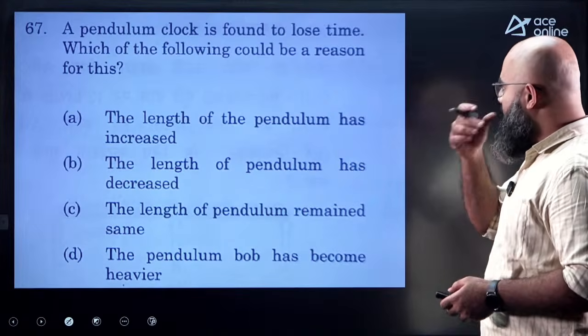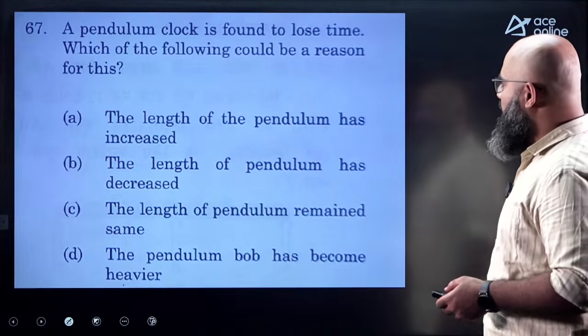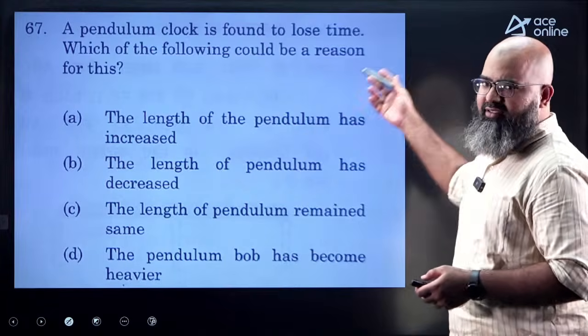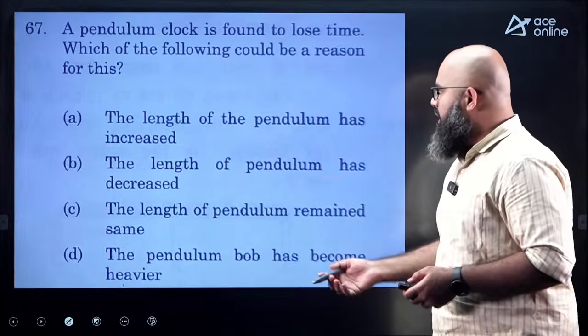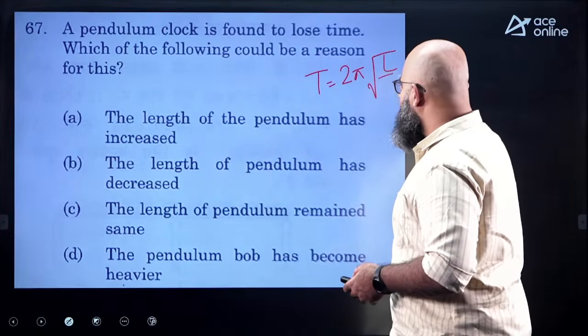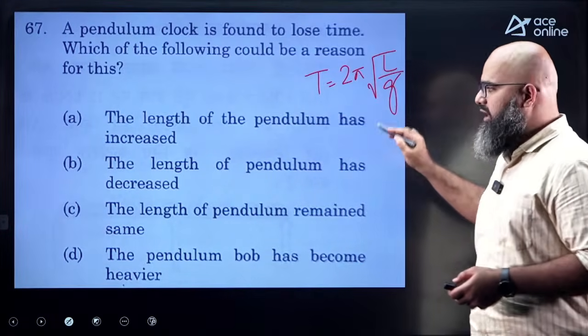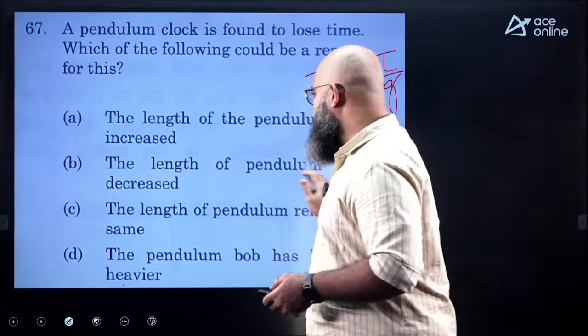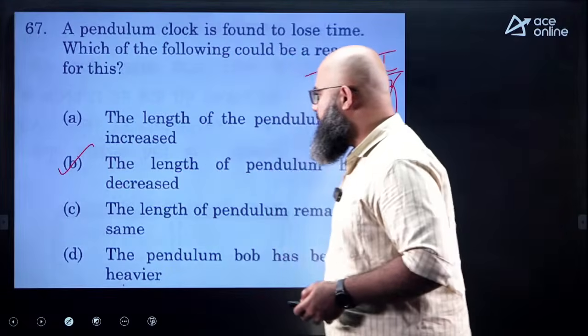Next question: a pendulum clock is found to lose time. Which of the following could be the reason for this? Losing time basically means the time period is reducing. You see, time period is equal to how much? 2 pi root of L by g. For the time period to reduce, length has to reduce. So the length of the pendulum is decreasing. Option B would be correct.